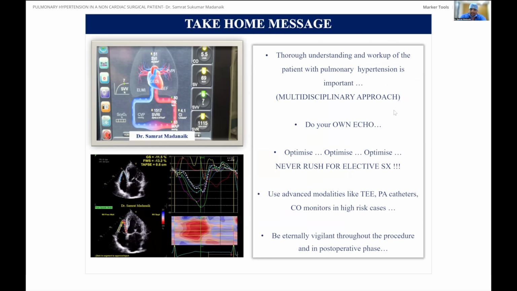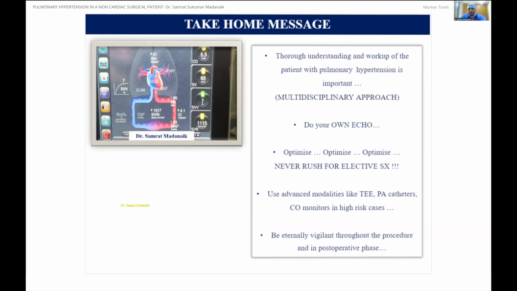A multidisciplinary approach is necessary. Always remember, you should learn these newer modalities, especially echocardiography, and make a habit of doing your own echocardiography. Always optimize these patients if possible, and you should never rush such patients for elective surgeries. Use advanced modalities like transesophageal echocardiography, PA catheters, and cardiac output monitors, especially in high-risk patients, and always be eternally vigilant throughout the procedure, especially in the post-operative phase.